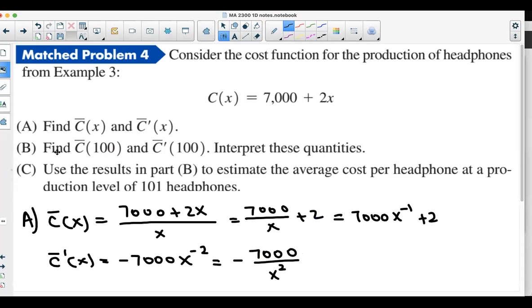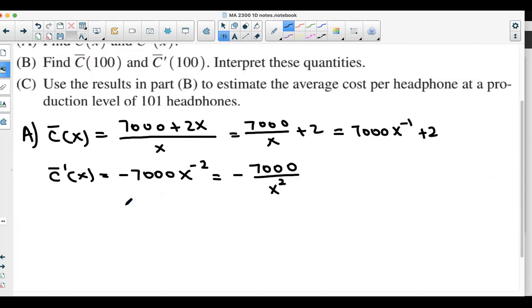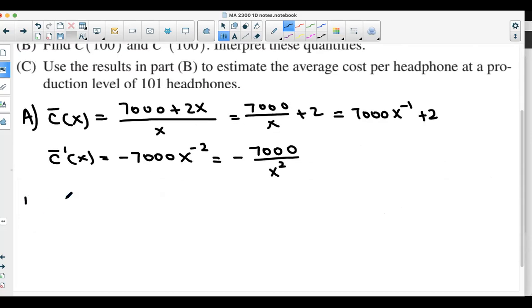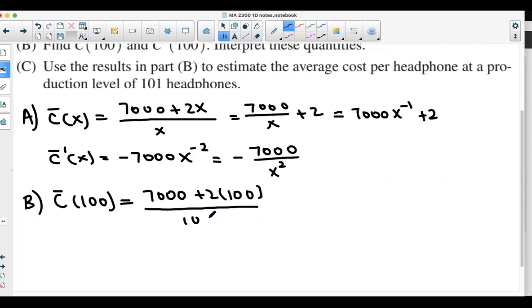Now, let's look at C bar of 100 and C bar prime of 100. C bar of 100, then I'm going to plug in 100 here. So we get 7,000 plus 2 times 100 divided by 100. So then that's equal to 7,200 divided by 100, which gets me 72. Okay, that's the C bar.